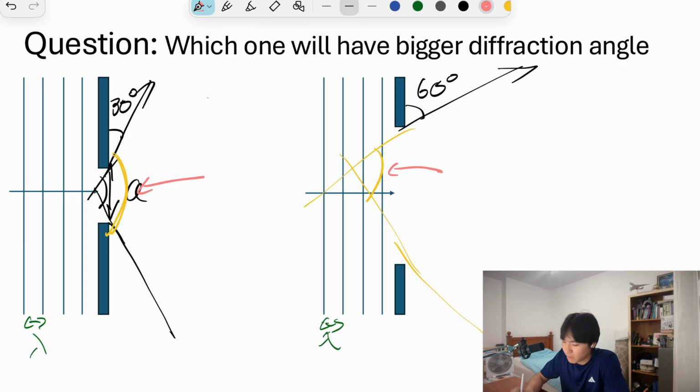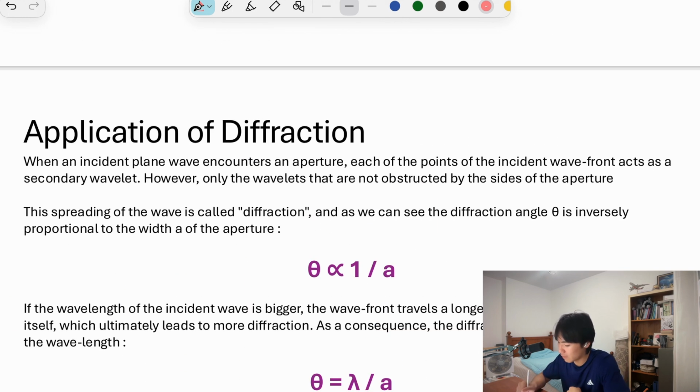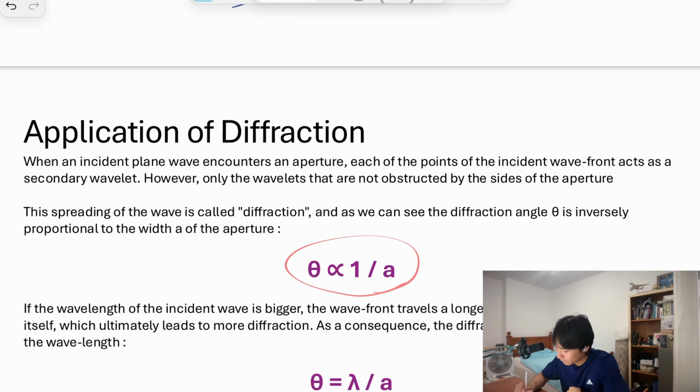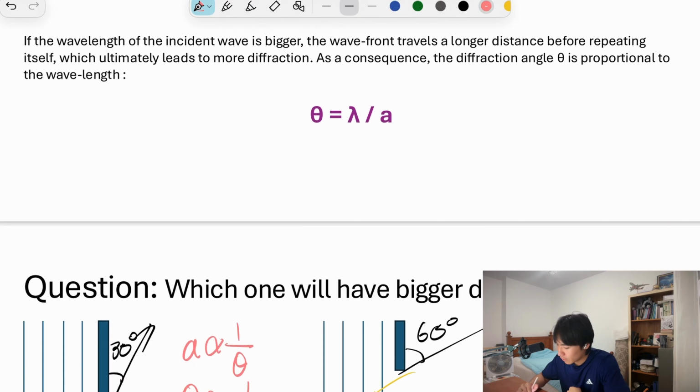So we can write this relation as follows. Let's call the aperture A, and we said that they have an inverse proportion. Let's call this angle theta. We can also write from this property that theta is inversely proportional to the aperture. And this is the relation we have up here.